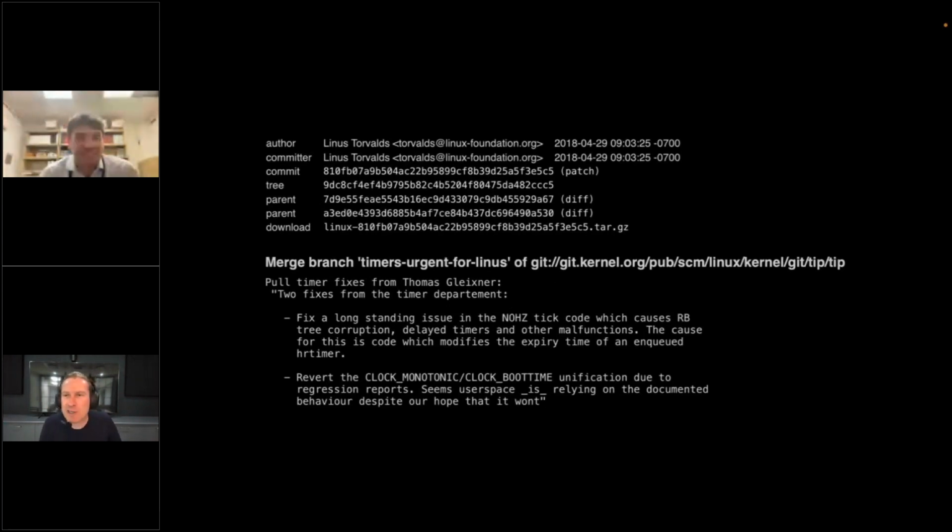Revert it because user space was relying in some cases on, you didn't want a million timeouts firing if the timeouts were local to the machine. So there's this conflation of local events and global events. Despite our hope that it won't, it broke user space. So anyway, both are valid. Clock monotonic is valid if you're not a distributed system. If you are, and you're trying to measure round trip times or things like that, clock boot time is more accurate. So again, just a little bit of fun trivia, something we learned.